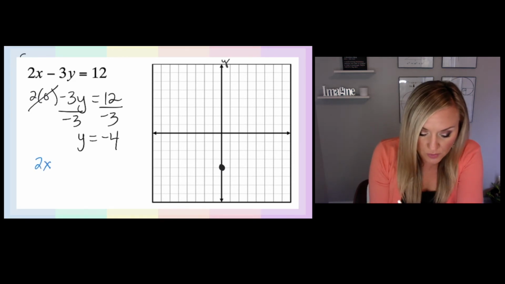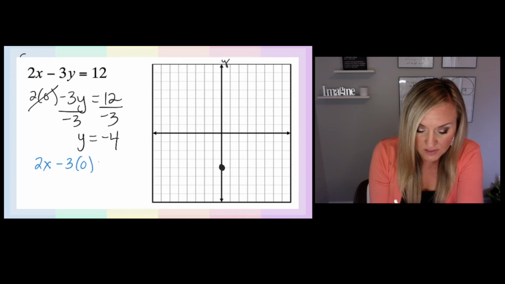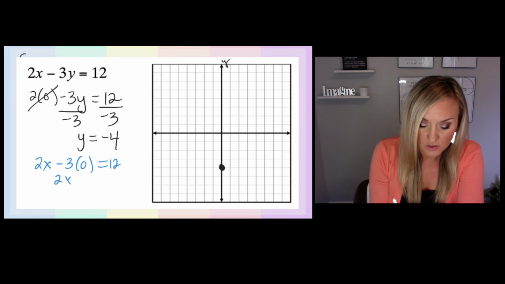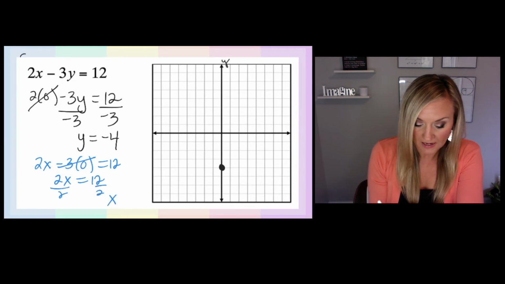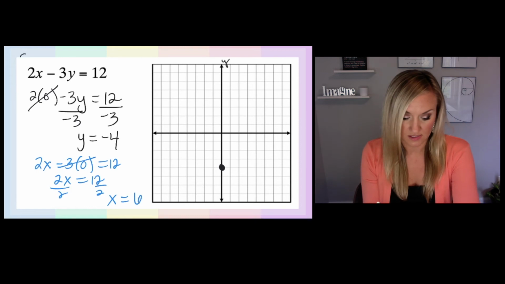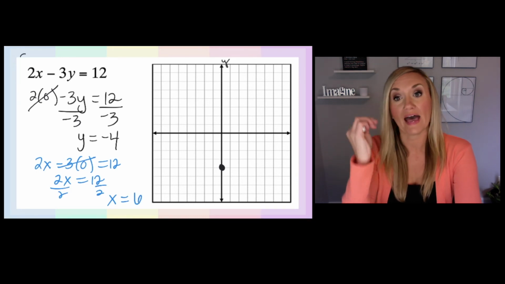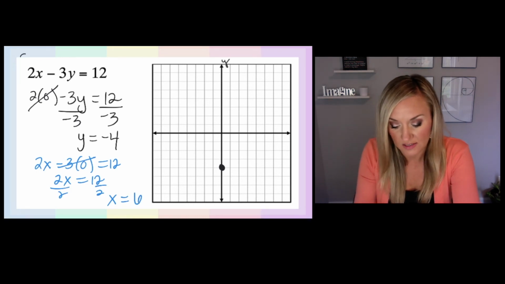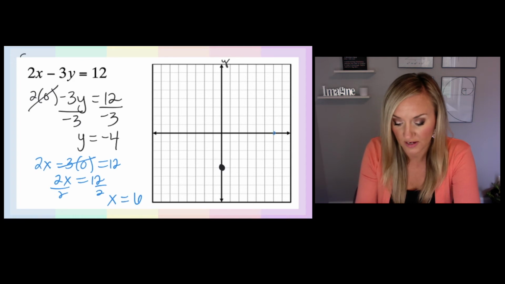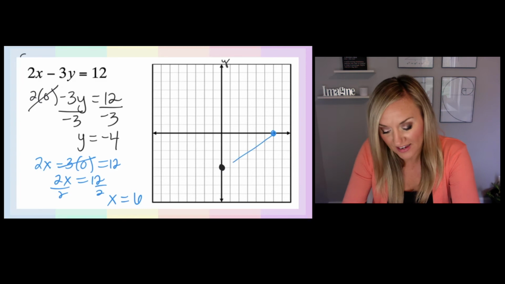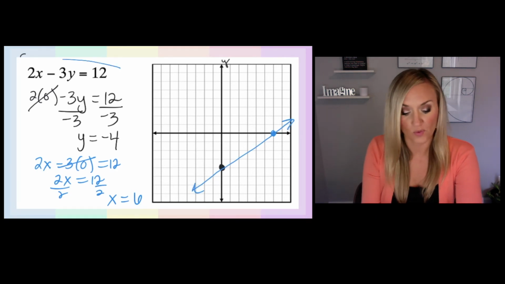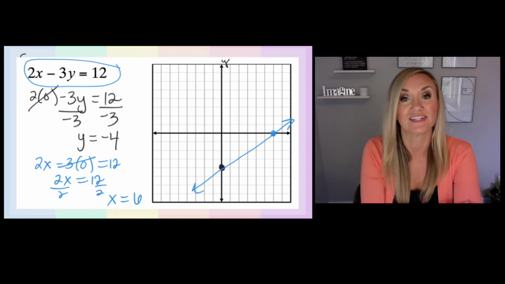So I have 2x minus 3 times 0 equals 12. So 2x equals 12. And then when we divide by 2, x is 6. So on the x-axis, find positive 6 for x. 1, 2, 3, 4, 5, 6. And any 2 points, guys, makes a line. So this is the graph for this equation that is written in standard form.